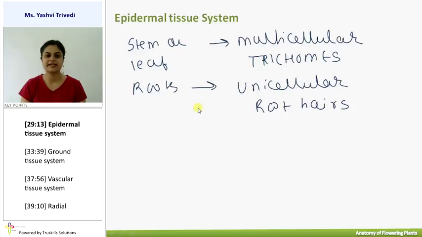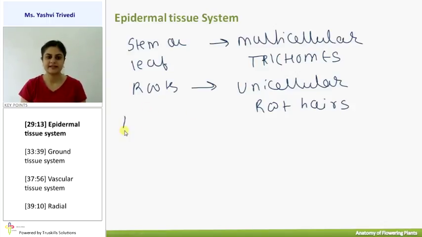There is an exceptional case over here in roots, which is the epiphytic roots of orchid. The exception is that they are roots, but the epiphytic roots of the orchids do have root hairs, but those root hairs are of multicellular type rather than unicellular. So it's an exceptional case.